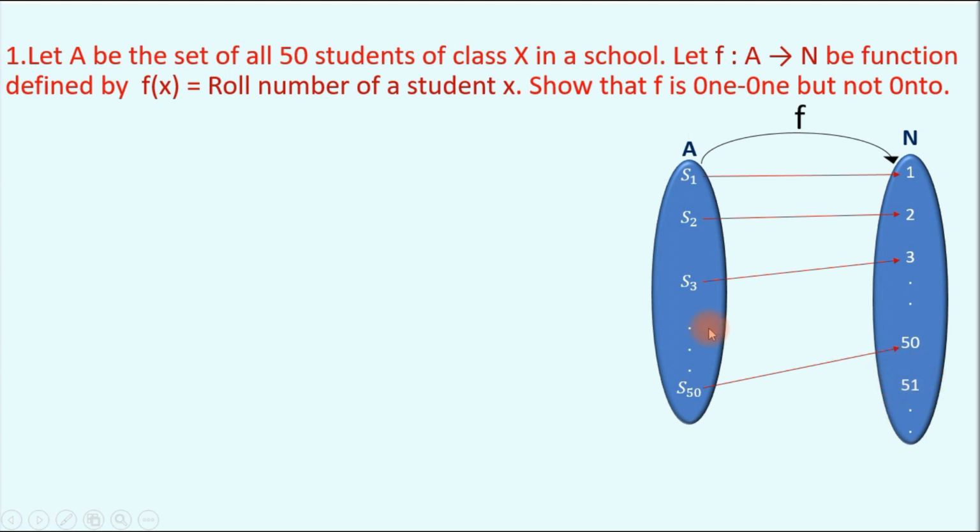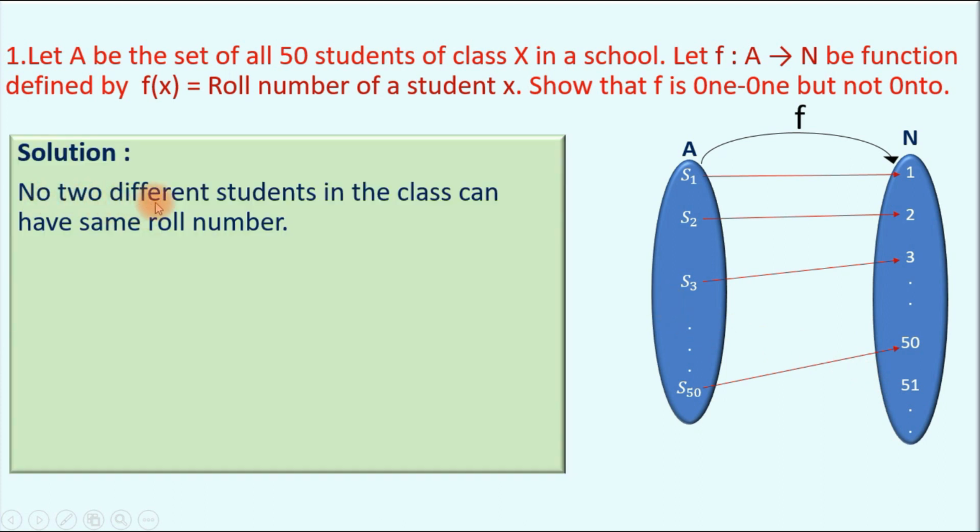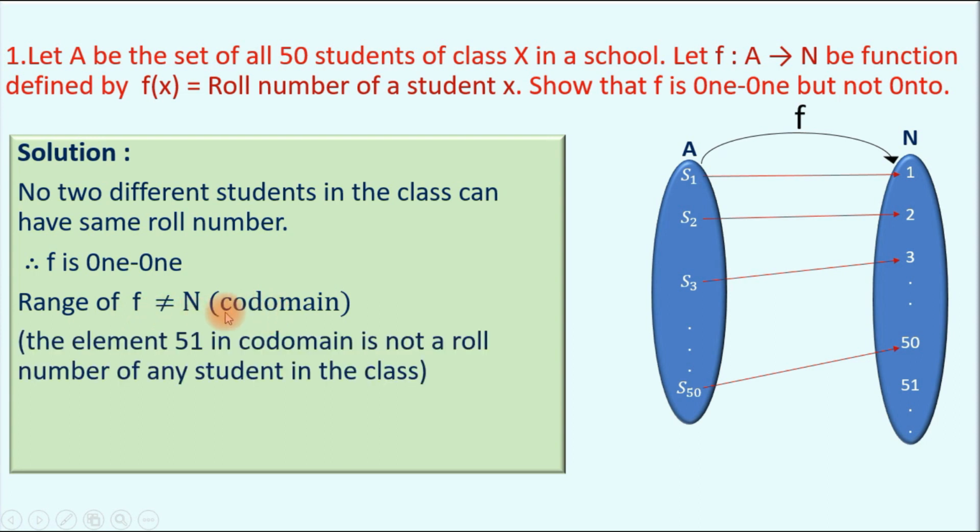So, our conclusion is no two different students in the class can have the same roll number. Therefore, f is 1-1. And the range of the function f is not equal to the codomain because the element 51 in the codomain is not a roll number of any student in the class. Therefore, this function is not onto. Hence, this function is 1-1, but not onto.